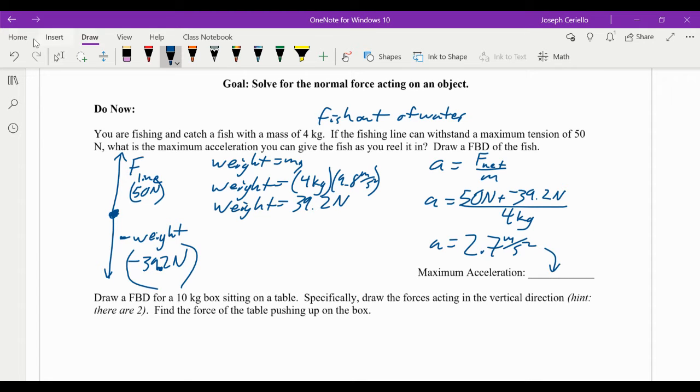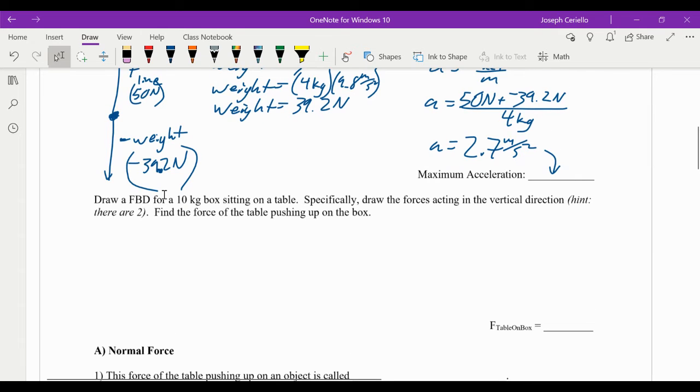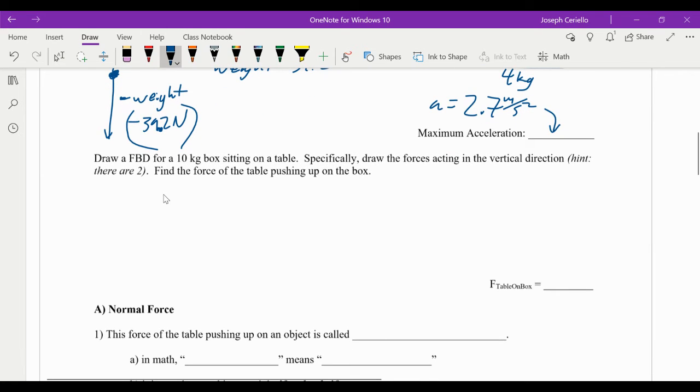All right. So this other do now question is kind of what we're going to be talking about today. It says draw a free body diagram for a 10 kilogram box sitting on a table. So here's our box, and it's just sitting on the table. So we have weight pulling it down, negative weight, and we have the force of the table pushing it up, F table.